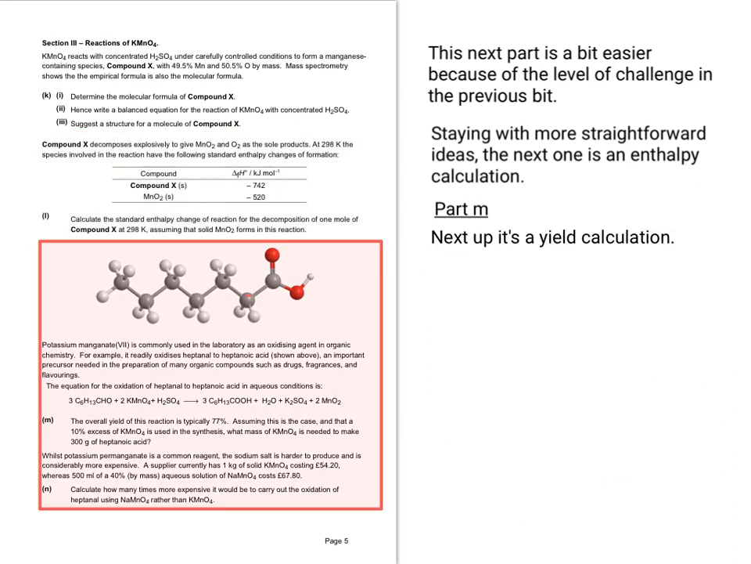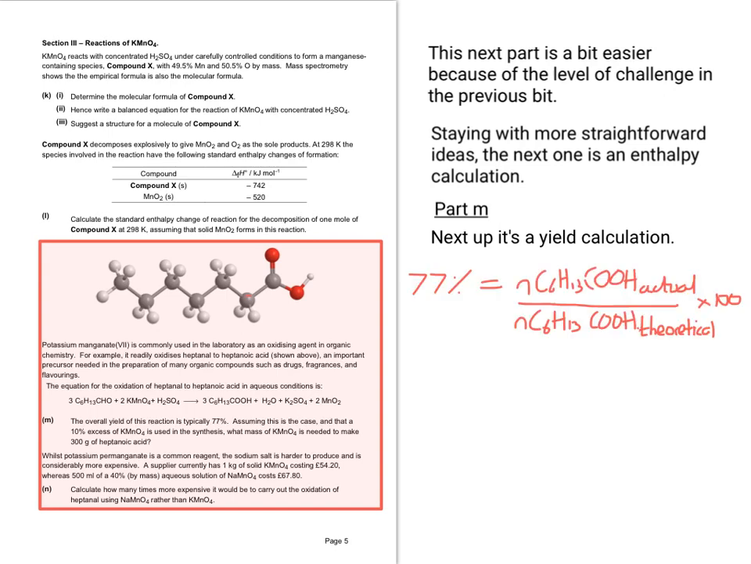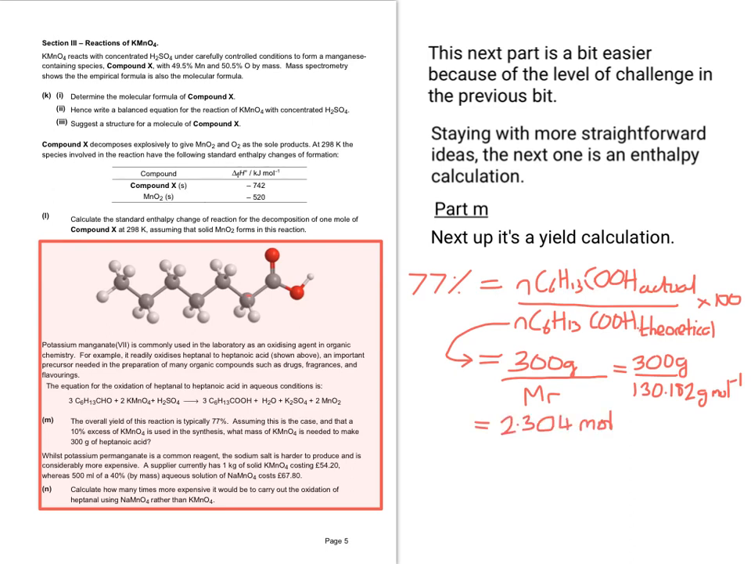So next it's a yield calculation. So 77% is going to be the actual number of moles of carboxylic acid over the theoretical number of moles times 100. So what we've got to do is work backwards through the question. So it tells you there's a 10% excess of KMnO4, but that you're trying to make 300 grams of heptanoic acid. So the theoretical amount of moles is 300 over the MR. So that gives us 2.304 moles.